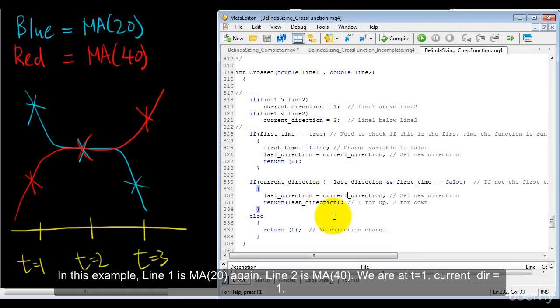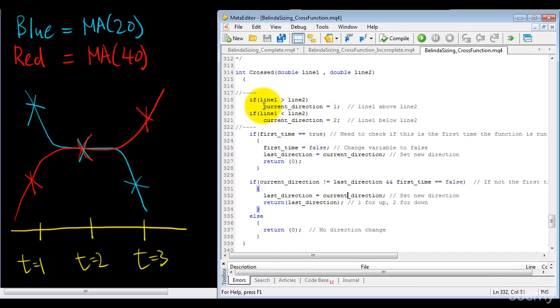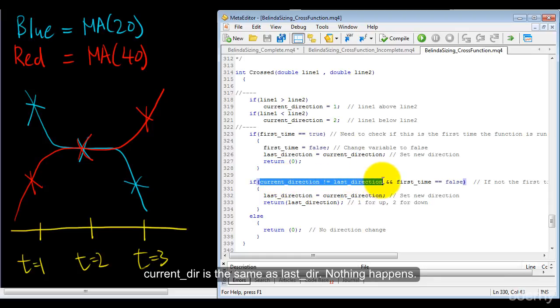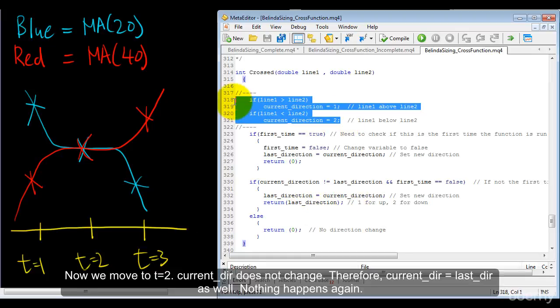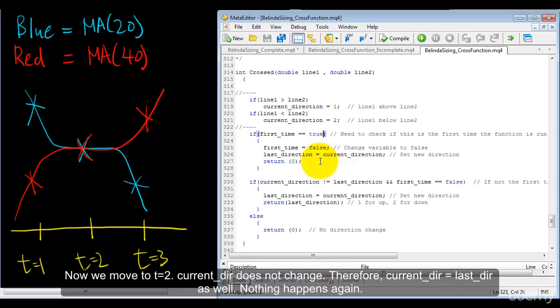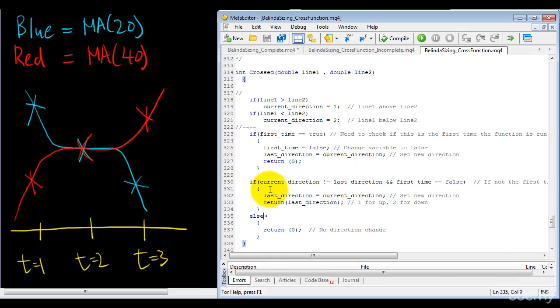So in this example, line 1 is MA20 again, and line 2 is MA40. At t equals 1, current direction is 1. Alright, so current direction is the same as last direction. Last direction is 1 as well, so nothing happens. At t equals 2, the current direction does not change, and therefore current direction is equal to last direction as well, so nothing happens.